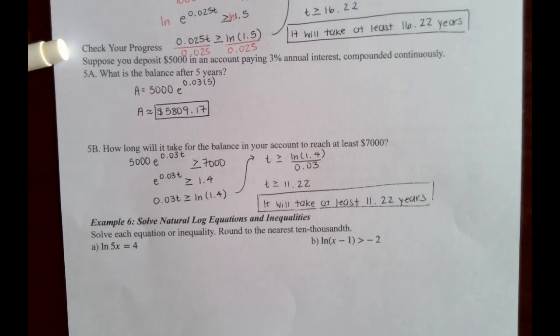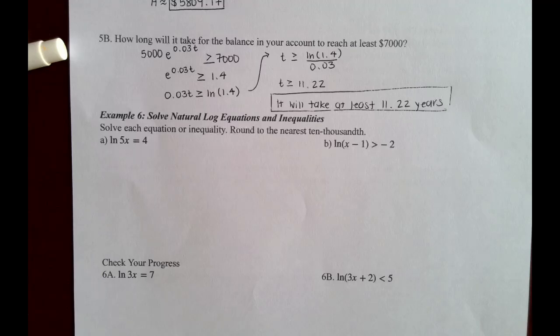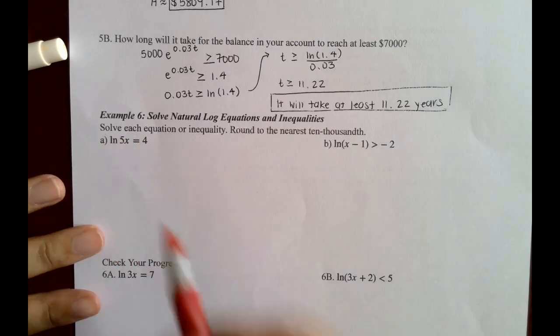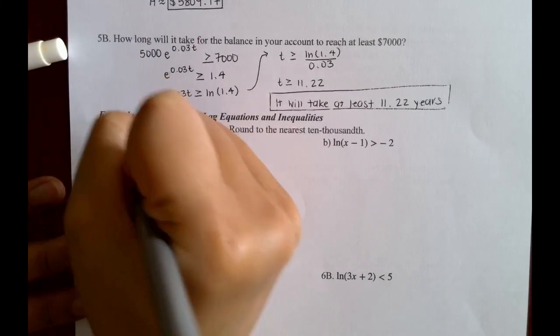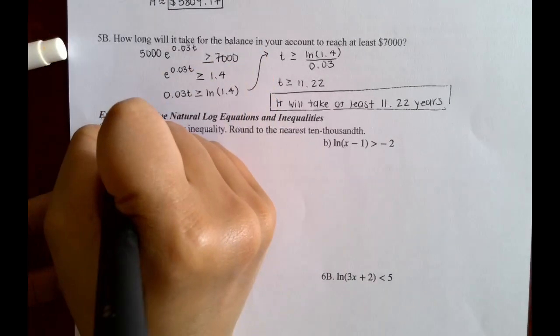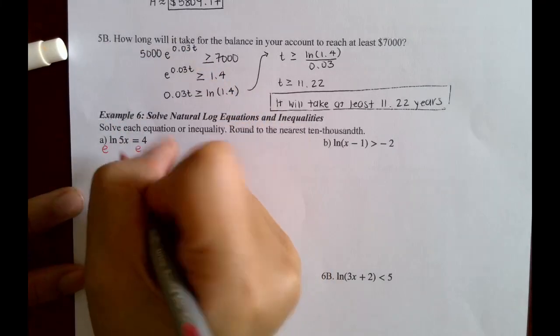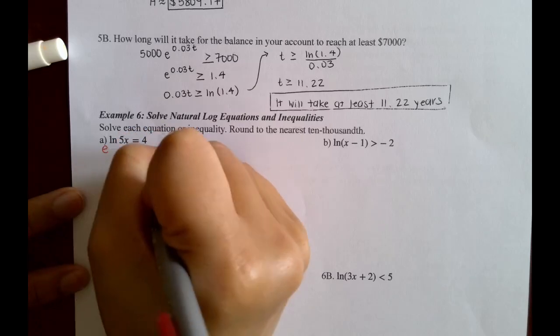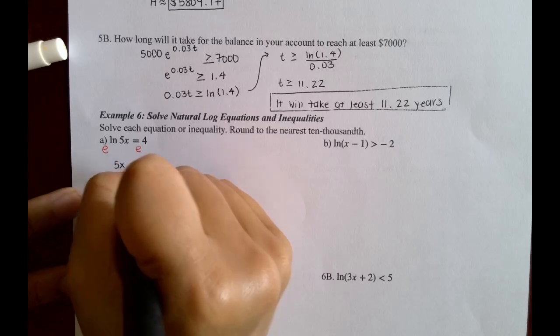Okay. So the last part is to solve natural log equations and inequalities. Here I have ln of 5x equals 4. What I'm going to do is get rid of the ln first. The opposite would be to do that power, so I'm going to do e to the ln 5x equals e to the fourth. So this gives me 5x equals e to the fourth. Then, since this is connected by multiplication, I'm going to divide by 5 on both sides. This gives me x equals e to the fourth divided by 5.